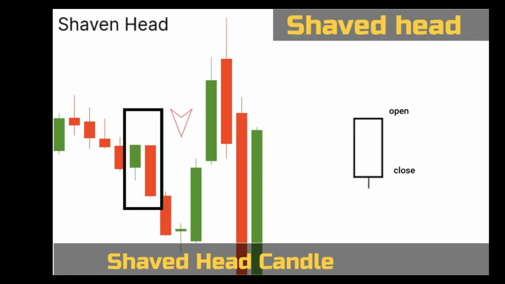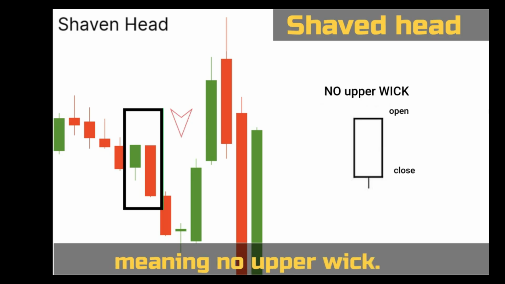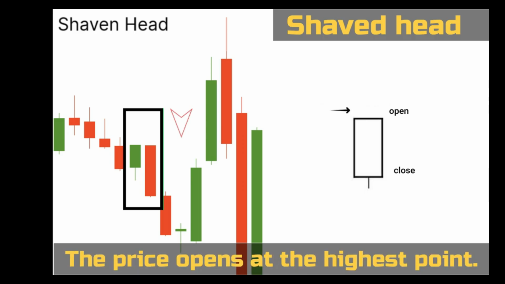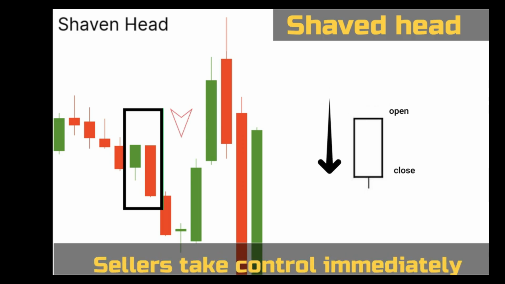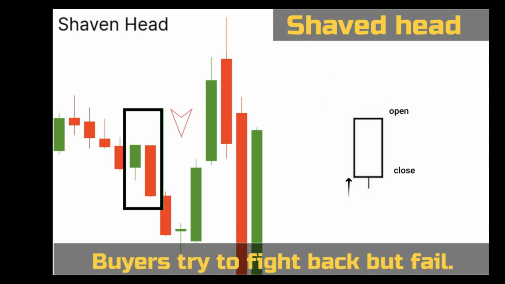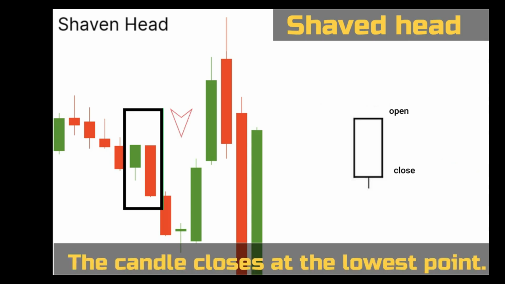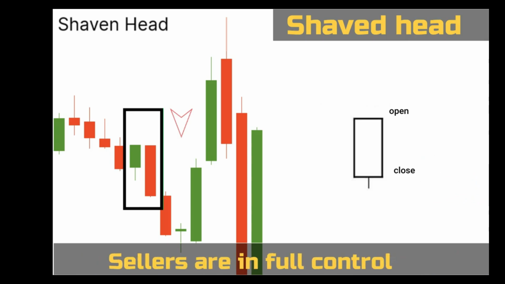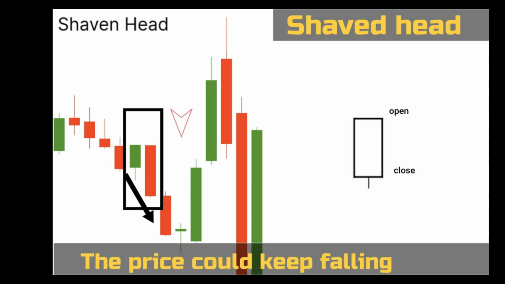The next is shaved head. Now let's flip that around. This is a shaved head candle, meaning no upper wick. The price opened at the highest point. Sellers take control immediately and push the price lower. Buyers try to fight back but fail. The candle closes at the lowest point. It means sellers are in full control. The price could keep falling.